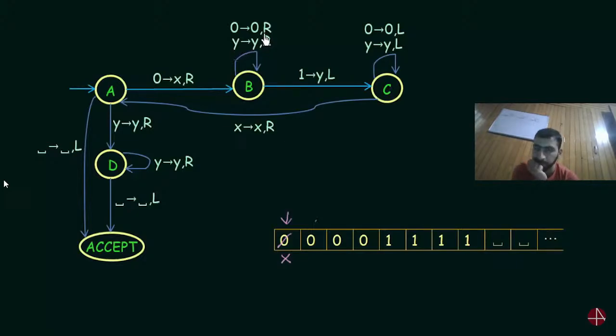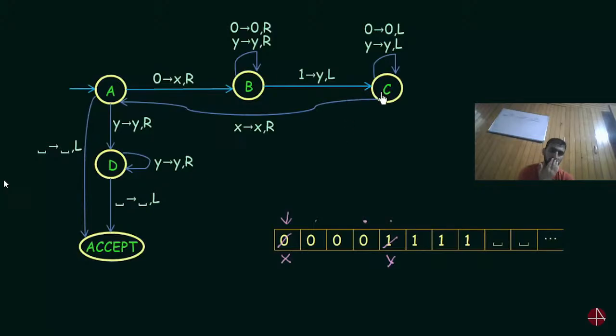Alright, and then you just keep moving right. So if you are getting zeros, replace it with 0 itself and move right. So 0, 0, 0, and then here I encounter my first one. So when I encounter my first one, what happens? I have to replace that one with a Y, and then I have to move left. So I have to replace this with Y, and then I have to move left. So my tape head was here, so it will come over here now.